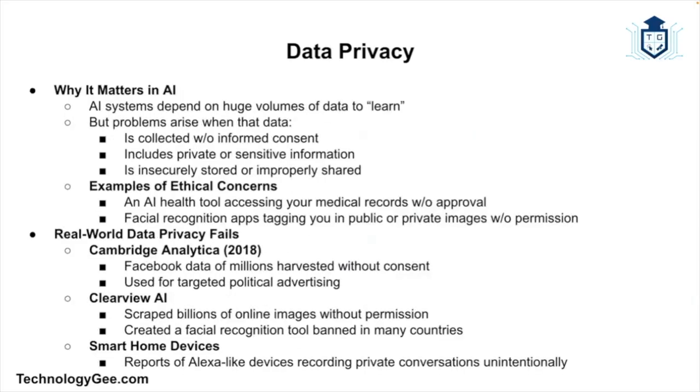Now, why does this matter when it comes to AI? Well, AI systems, they thrive on data. In fact, data is their lifeblood. But if AI is built using data that was collected without permission, or contains sensitive personal details, or is stored or shared insecurely, then we've got a serious ethical problem.